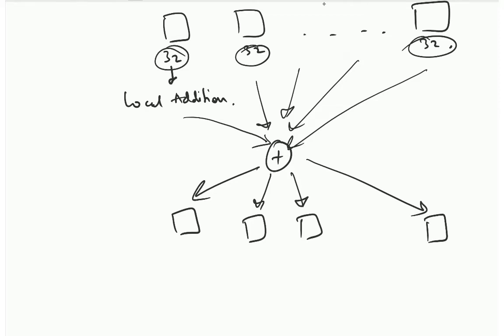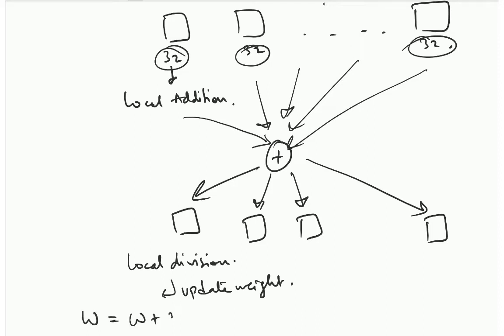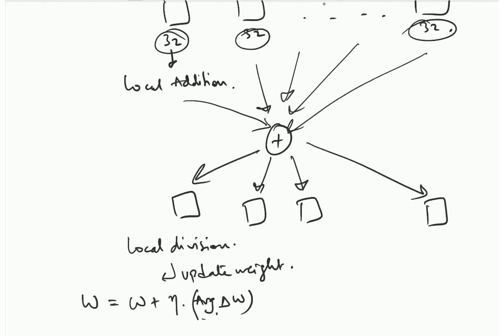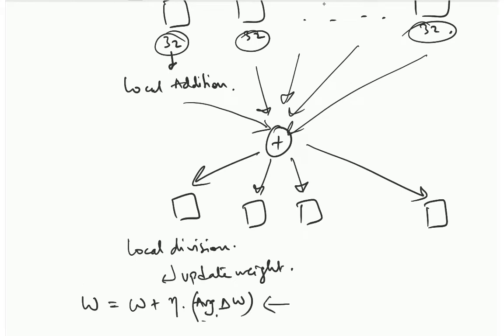Once all the nodes have the sum, they can do a local division to get the average, right? And once you do the local division, you can just update your weights, right? What is the weight update? That is basically you have a set of weights and you say weights goes to weights plus some step size times the average gradient, average delta W, right? That's the average gradient. Okay, so this is again local. This is straightforward as long as you have the entire sum. So we are going to deal with the summation problem.